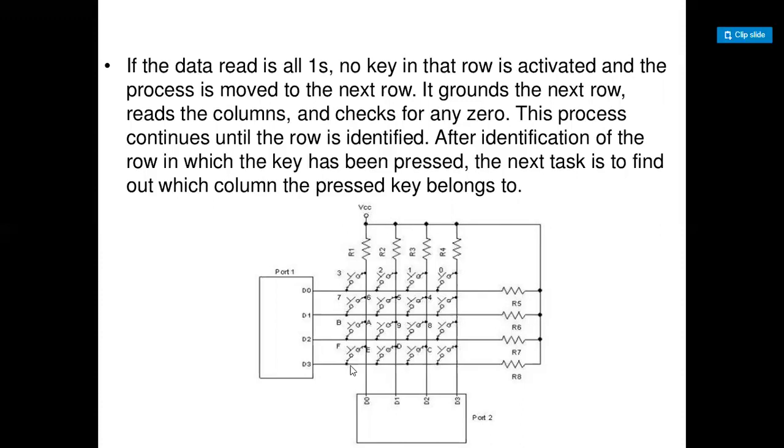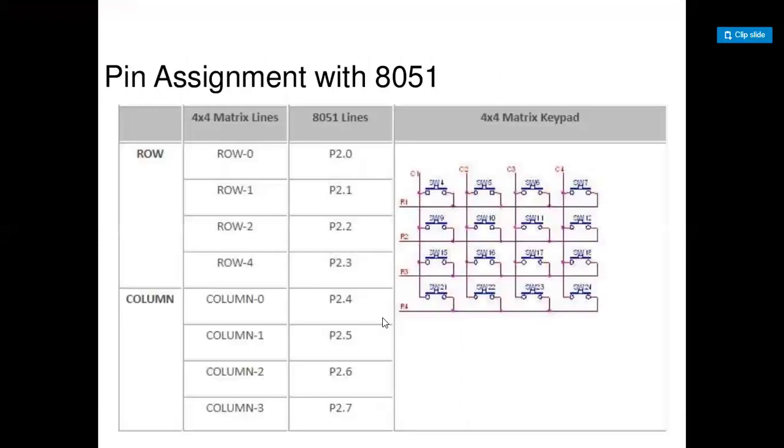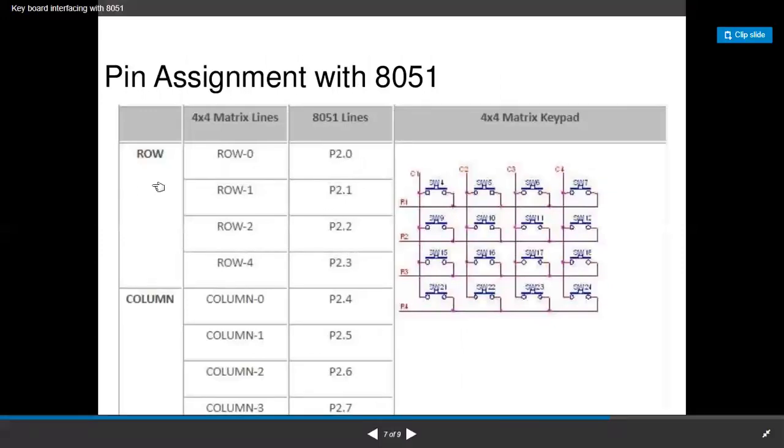So this is my port 1, this is my port 0, and this is the internal structure of the keys, that is 0, 1, 2, 3, 4, 5, 6, 7, 8, 9, A, B, C, D, E, F. This is my internal switch connected to the keyboard. Now the pin assignment with the 8051: this is the row and this is the column. In the 4 by 4 matrix, rows 0, 1, 2, 3 connect to the 8051 port lines 2.0, 2.1, 2.2 and so on. This is for columns 0, 1, 2, 3. This is my 4 by 4 matrix pattern of the keyboard.